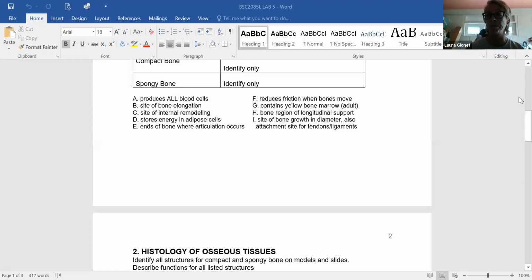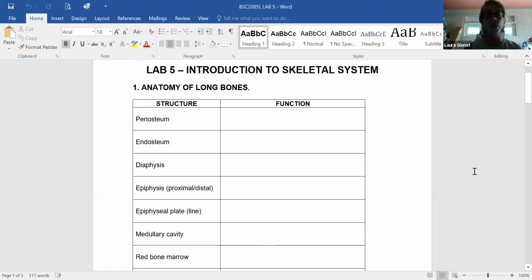Okay, so we are on lab 5. Let me share my screen with the document, which are your lab exercises. Let me scroll up a little bit. Okay, so now we're starting the skeletal system.